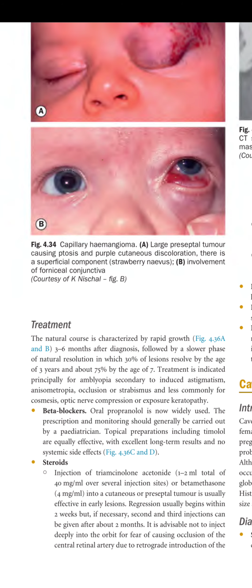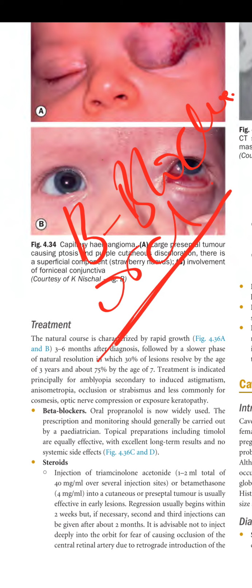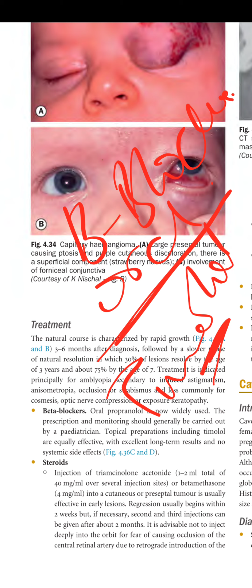Oral propranolol is now widely used. The prescription and monitoring should generally be carried out by a pediatrician. Topical preparations including timolol are equally effective with excellent long-term results and no systemic side effects. So you can give the pediatric patient an oral beta blocker, as well as put timolol ointment on the lesion, which is showing promising results as well.